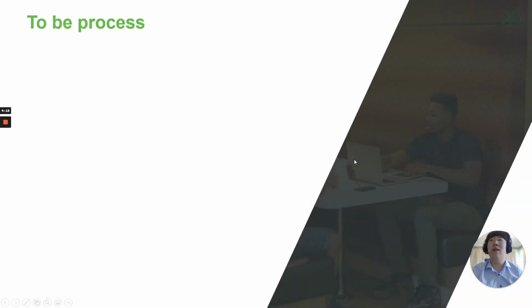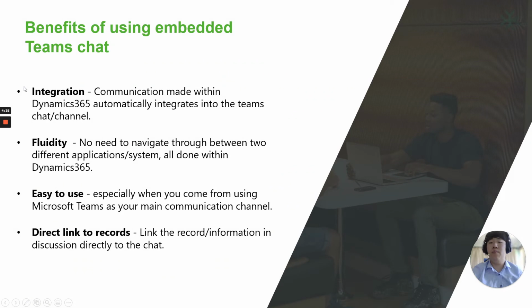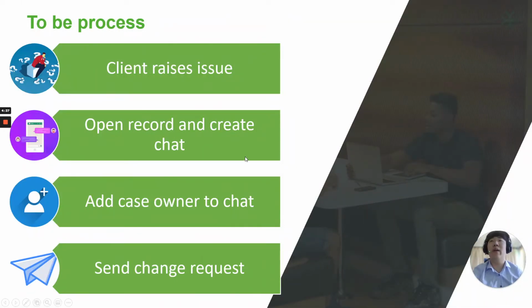And so, how would Teams Embedded Chat in Dynamics 365 optimize this process? First up, same scenario. In the first step, the client would raise an issue and send a change request through to an administrator. Then the administrator would open a record and create a chat within Microsoft Teams, all in Dynamics 365. And then they would add a case owner to the chat using the suggested contact options, which I'll be showing you in the demonstration. And then they would just send a change request through to the case owner for the relevant change required by the client.